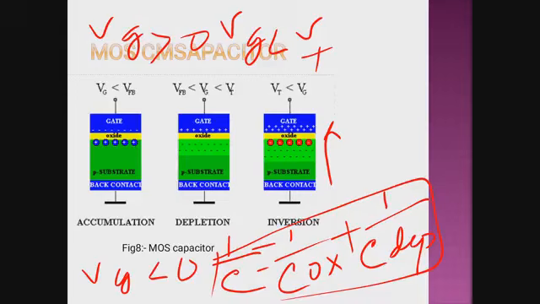Much more minority charge particles from the P side are attracted towards the gate terminal, and a few particles are recombined inside the bulk, and due to this reason an inversion region or inversion layer has been formed. Okay, and the negative charge particles act as a channel.